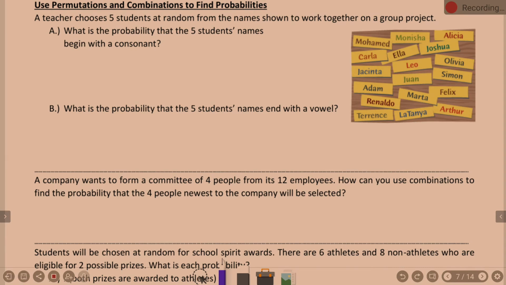Okay. So on this back side, we're going to talk about using permutations and combinations to find probabilities. Okay, you guys know the basic idea of probability, right? On the bottom is your total possible outcomes. On top is the number of favorable outcomes. We're still using that idea, but we're going to use combinations and permutations to find those numbers. So here we have, a teacher chooses 5 students at random from the names shown to work together on a group project. What is the probability that the 5 students' names all begin with a consonant?